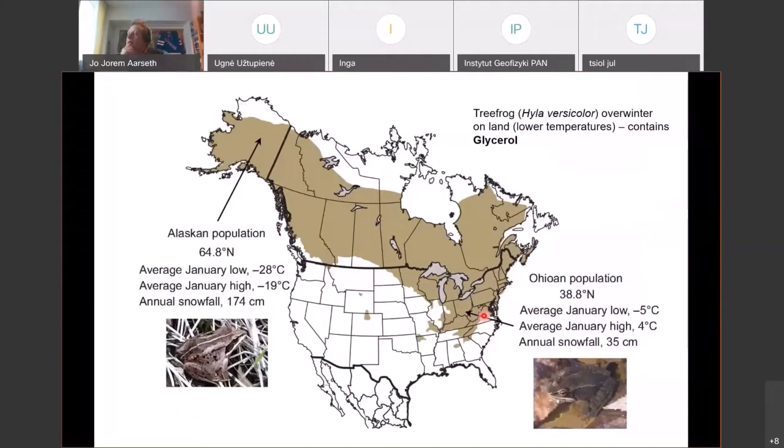If you look at an interesting example, the tree frog, which actually you have a population in Alaska, 64.8 degrees north. The average January temperature low is minus 28.